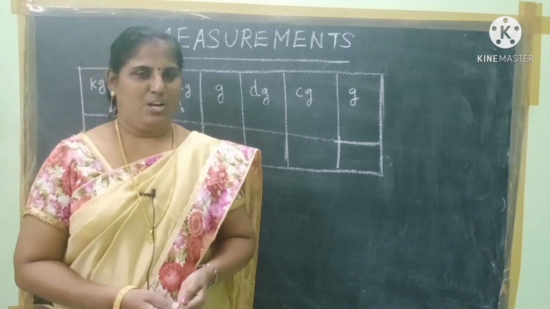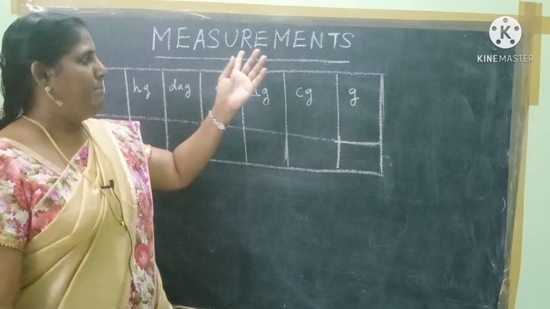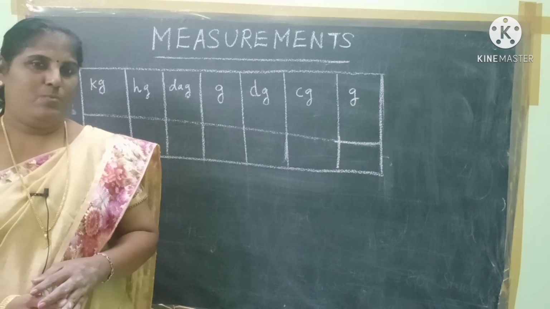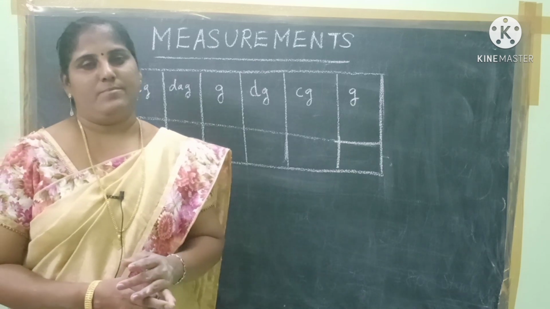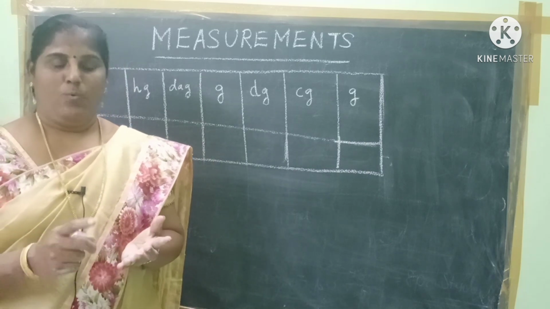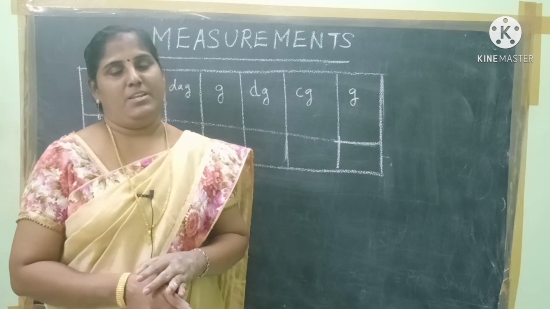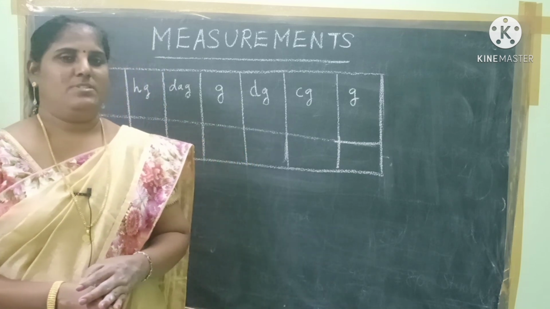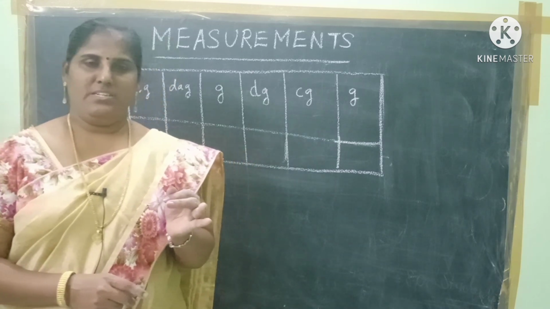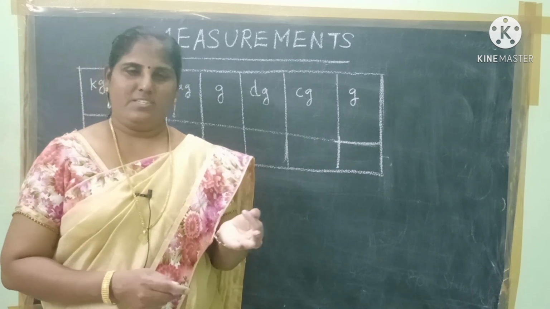Children, last week we learned chapter 2, measurement, isn't it? Shall we recall the portion we learned last week? So, first one, what is measurement? What are the basic units of measurement? And universally, what metric units are accepted? So, for length it is meter, for weight it is gram, and third one, capacity, it is liter.